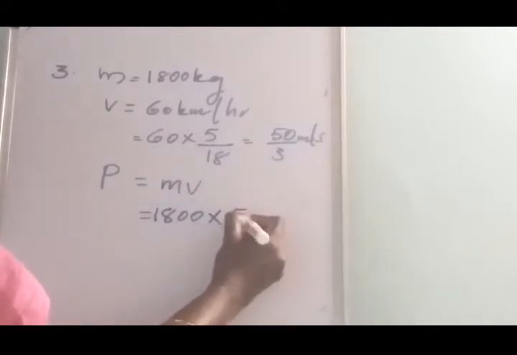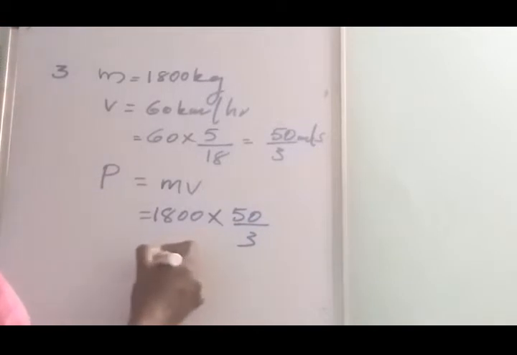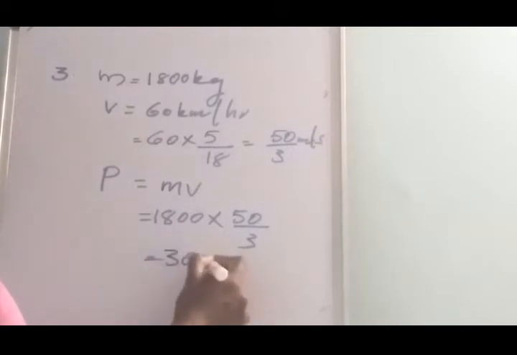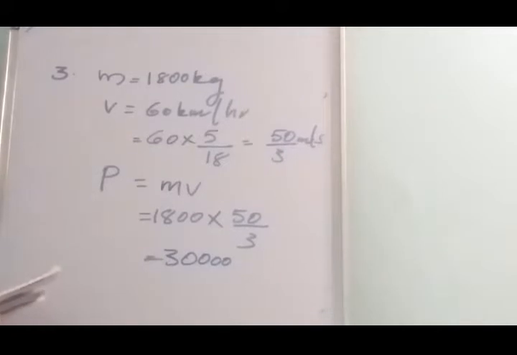We got the velocity as 50 by 3. Okay, 50 divided by 3. And by simplifying this, we will get actually 30,000.